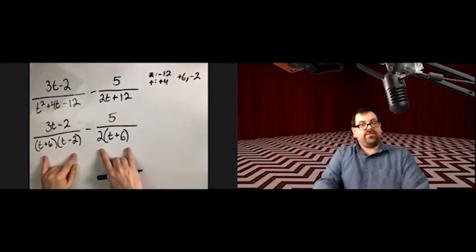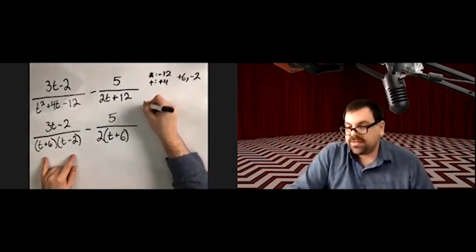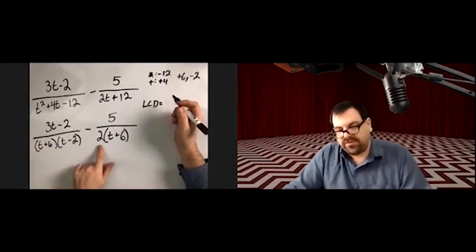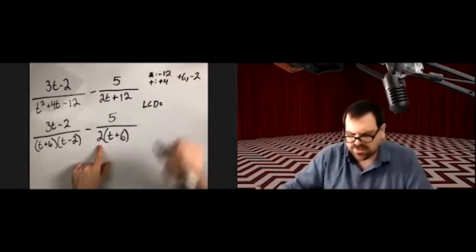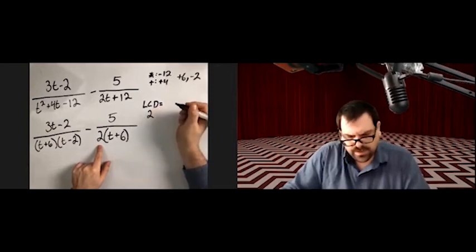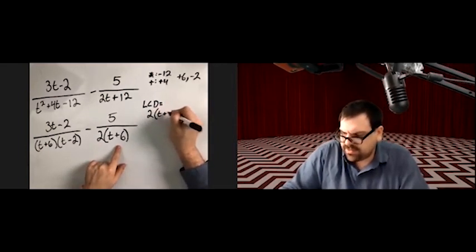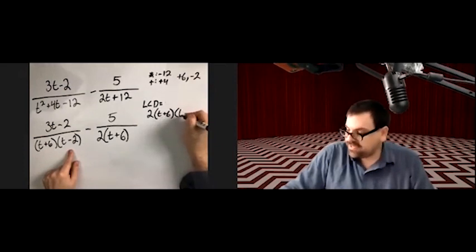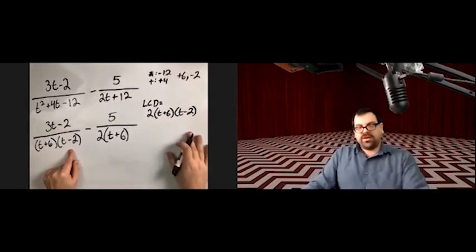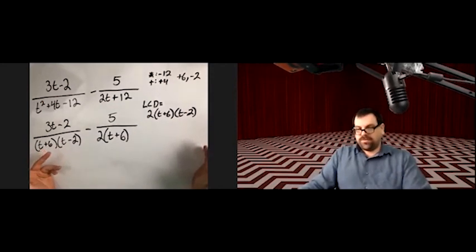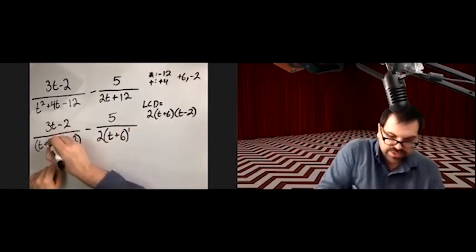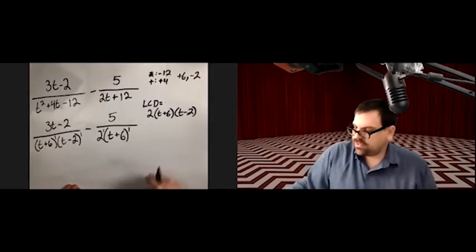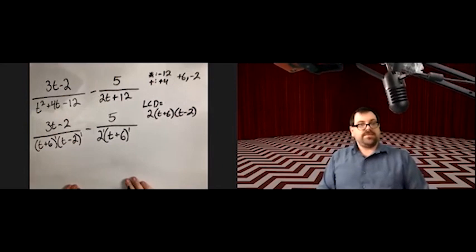So let's look at everything we have and let's find the LCD. Every factor we have: a factor of 2, put the number first. We have a factor of t plus 6. We already have a t plus 6. We have a factor of t minus 2. So every factor we have to the highest power shown. The highest power of t plus 6 that we see is the first, the highest power of t minus 2 that we see is the first, the highest power of 2 is the first. So this is the LCD.